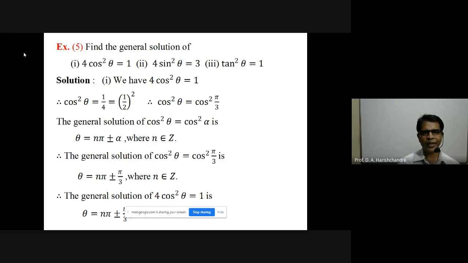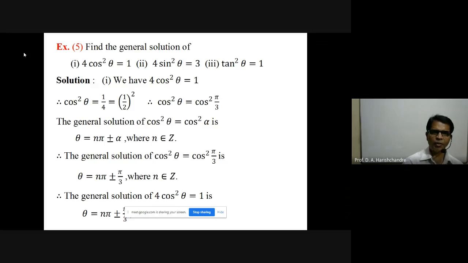Now that 1 by 4 can be written in the form of a perfect square. It is 1 by 2 bracket square. So our trigonometric equation becomes cos square theta is equal to 1 by 2 bracket square. Here 1 by 2 is the value of cos pi by 3 from the table of 30, 45, 60. You are well known about that. The value of cos pi by 3 is 1 by 2. So this 1 by 2 can be replaced by cos pi by 3, so that it becomes cos square pi by 3 because there is the square of 1 by 2. Finally our trigonometric equation takes the form cos square theta is equal to cos square pi by 3.